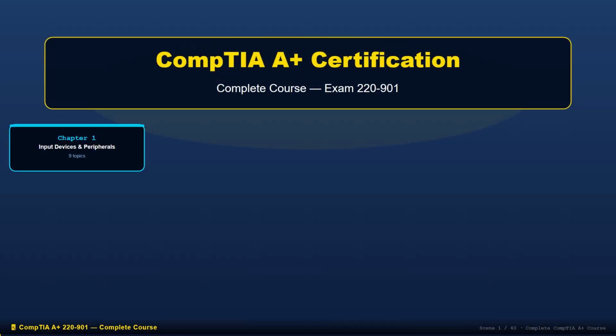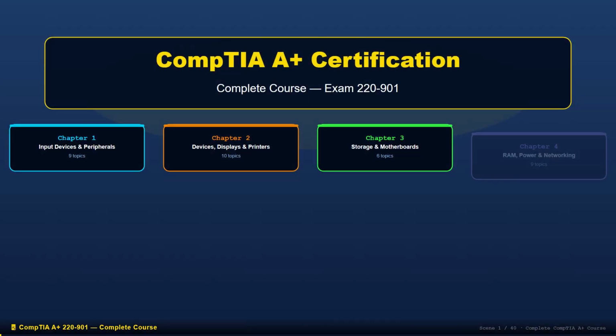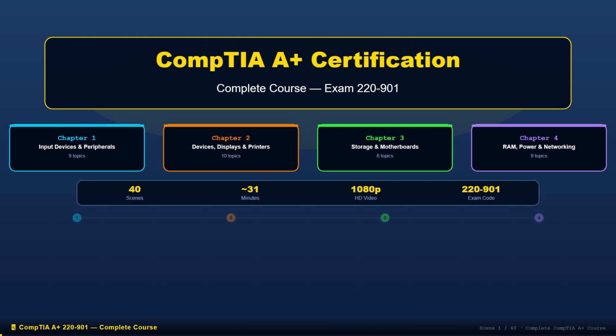Welcome to the complete CompTIA A+ 220-901 certification course. This single video combines all 4 chapters into one comprehensive study resource. Over 31 minutes of animated lessons covering 36 exam topics.